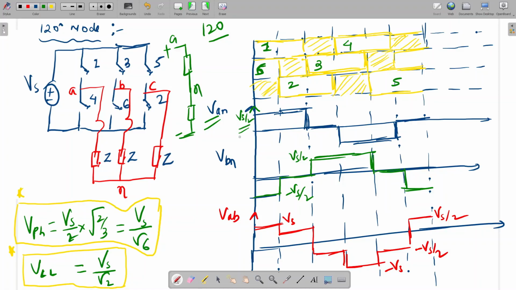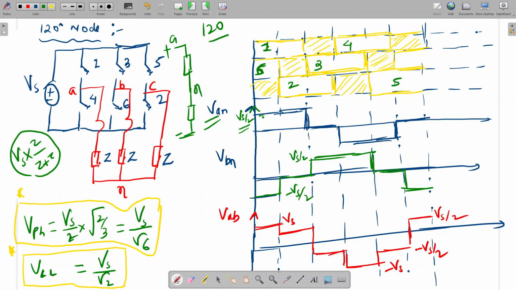Is it clear? That will be Vs by 2. Vs into Z by Z plus Z, that will be Vs by 2. So here it will be Vs by 2. If 1 and 2 conduct, it means A is connected to plus and C is connected to minus. In that case also we will get Vs by 2.